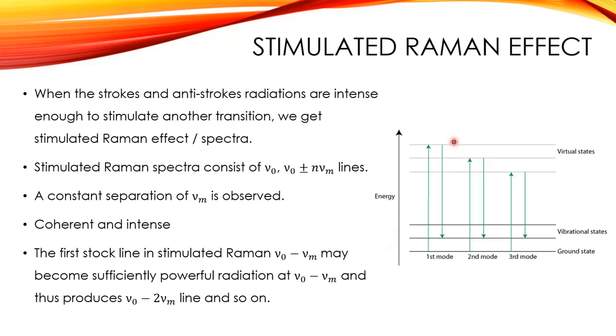Unlike Raman effect, the transition or the output radiation here is coherent. In other Raman effects we have seen, it is non-coherent, but here the transition is stimulated. Therefore, what we get here is coherent radiation. That is, the output is also a laser. Since it is coherent and intense, it is capable enough to make another transition in the same molecule.